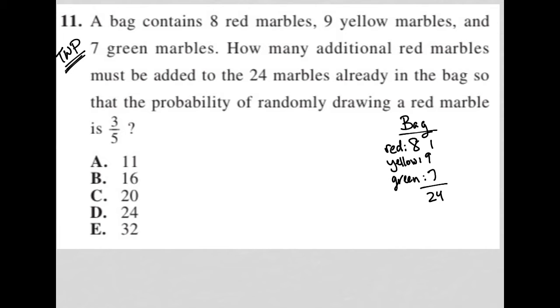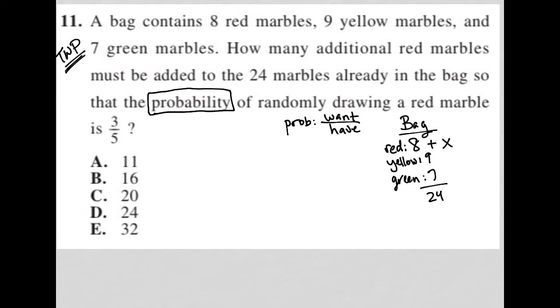And we're asking how many more should I add up here in the red category so that the probability of randomly drawing a red marble is 3/5. So on this test, anytime I see this word probability, I am going to think, hey, probability, I'll just say prob, represents a fraction where the numerator is what I want and the denominator is what I have, right? Or another way to think about what I have is what am I choosing from?